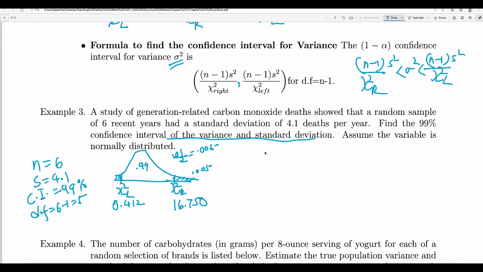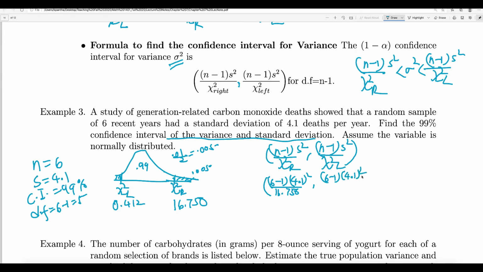Now we want to find the confidence interval for variance and standard deviation. For variance, the confidence interval is (n minus 1) s square over chi square right, comma, (n minus 1) s square over chi square left. What is n? 6 minus 1 times s square, 4.1 square, over 16.750, and comma, 6 minus 1 times 4.1 square over 0.412. That is the confidence interval.